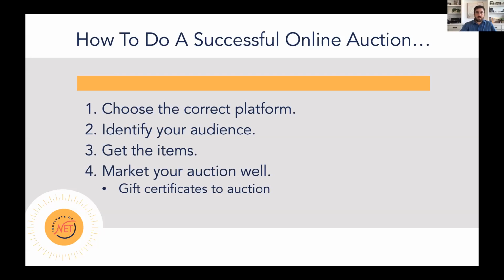So the second point on how to do a successful online auction is you must identify your audience. This is where I really see a lot of nonprofits miss the mark or not take the time to make it happen. The reason is because if we're creating an auction, we're obviously getting a lot of different items and materials, and we want to make sure that those items are going to be attractive to those attending the auction. So it seems somewhat straightforward.